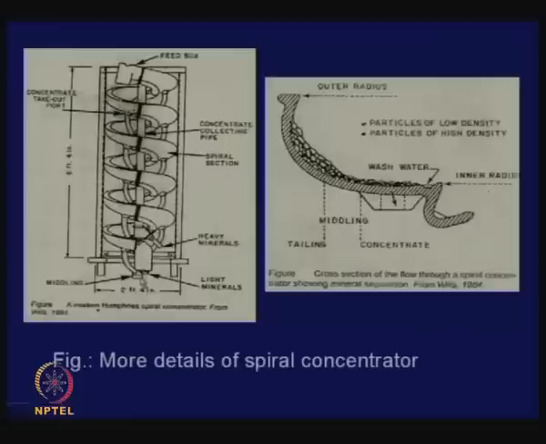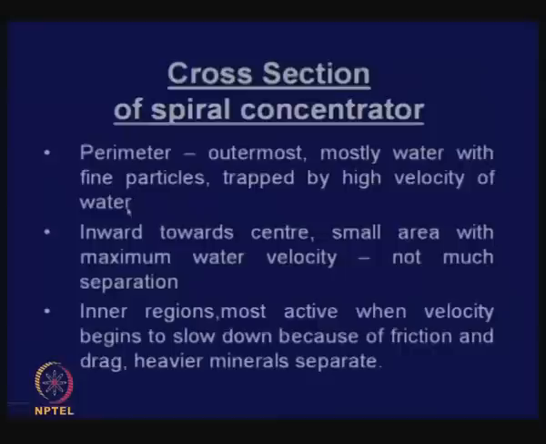One, the lighter products at the periphery are taken out, the heavy minerals will come at the bottom, and in between we will have the middlings. This kind of device separates the minerals, and the separation will depend on a large number of factors. But again, go through what is happening there. Outermost, mostly water with fine particles trapped by high velocity water, which means silica will get eliminated. Then, where there is maximum water velocity, not much is happening. It is only in the inner regions that the minerals begin to separate depending on their density and size.